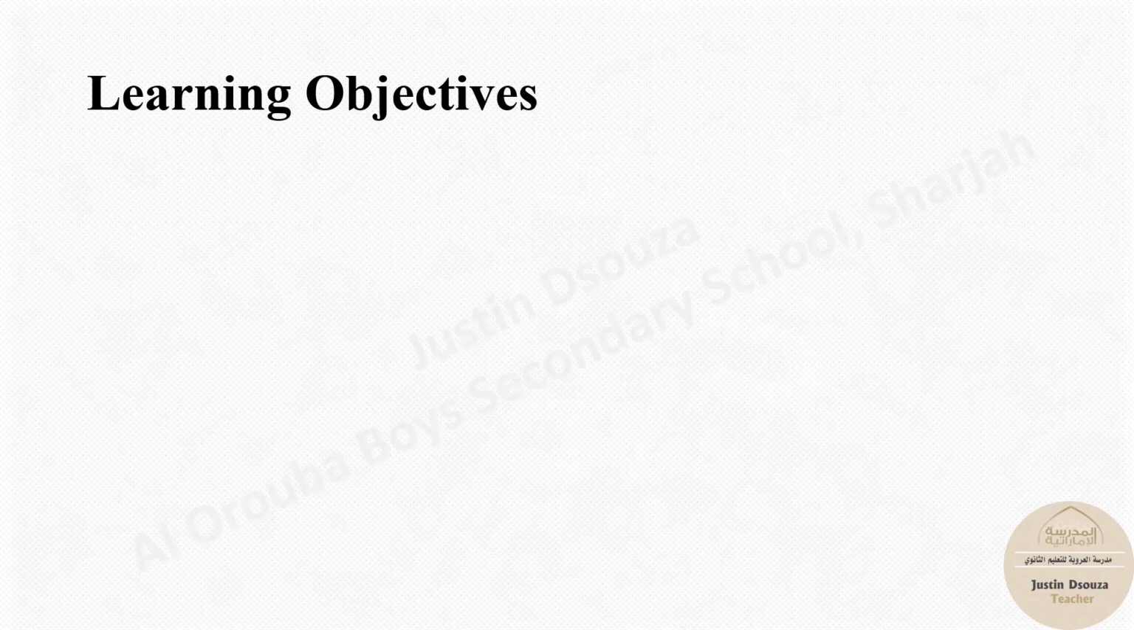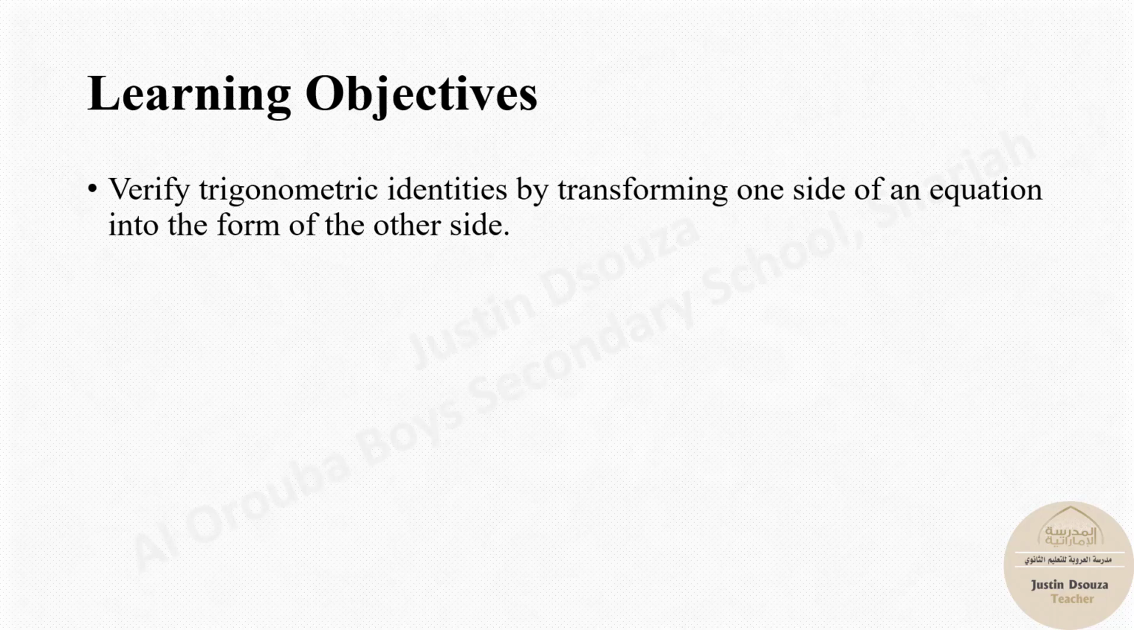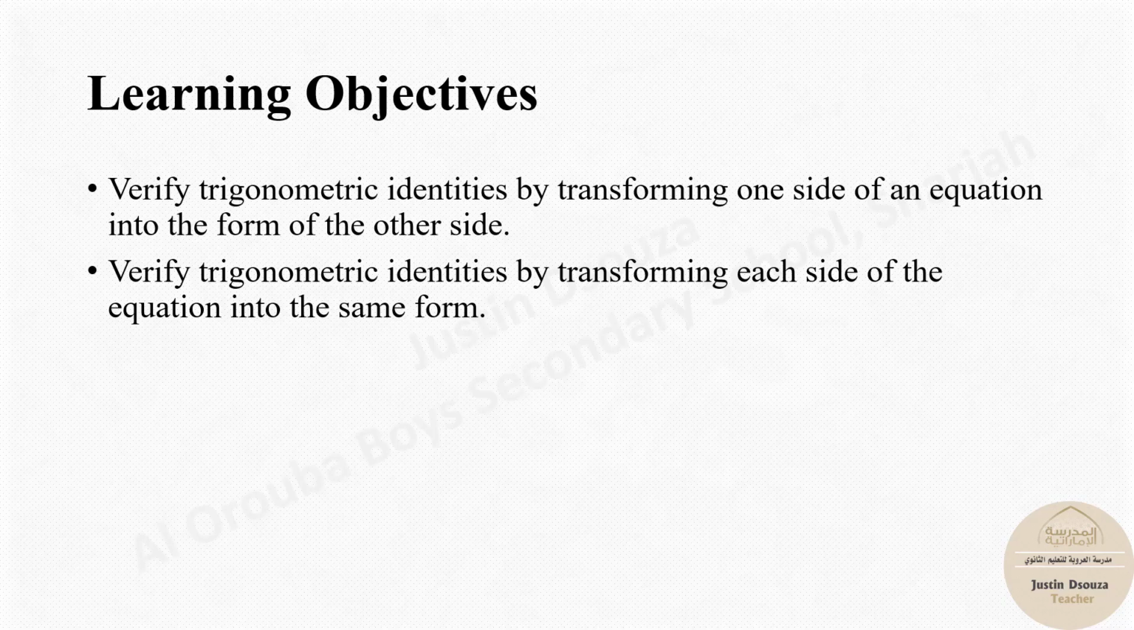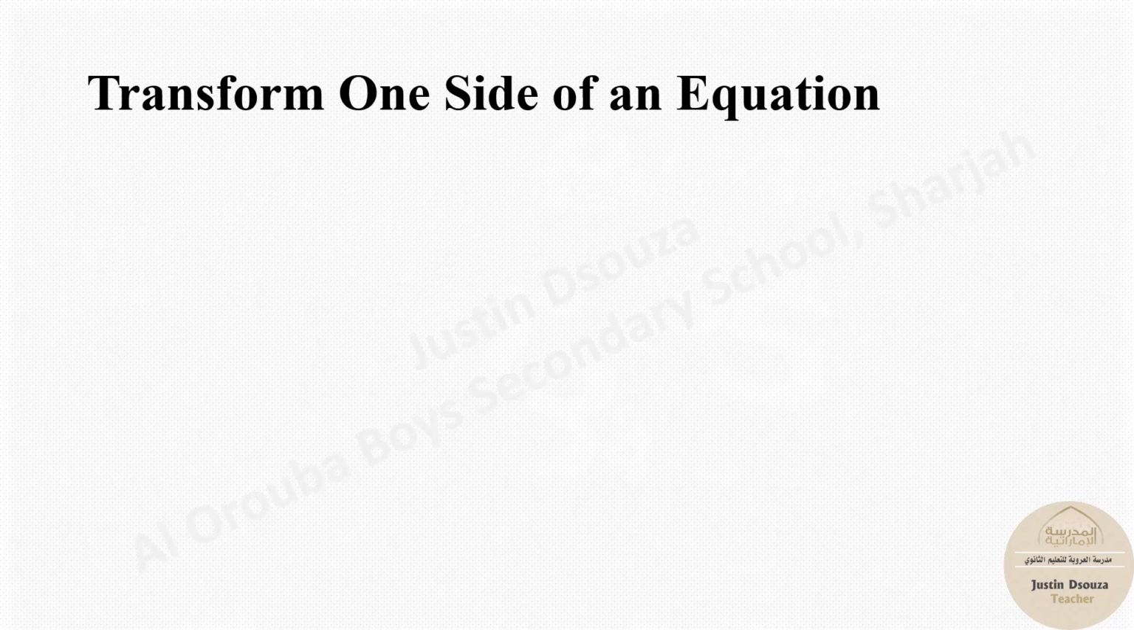The learning objectives of this lesson are to verify trigonometric identities by transforming one side of an equation into the form of the other side. And then we will verify trigonometric identities by transforming each side, that is both the sides of the equation, into the same form. We will look into both of these objectives in this video.